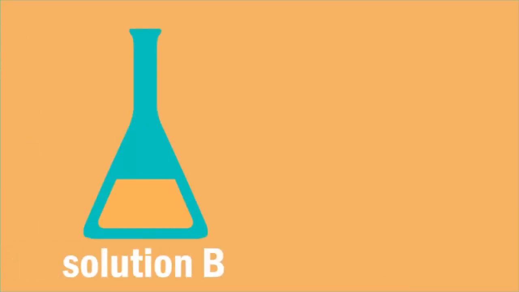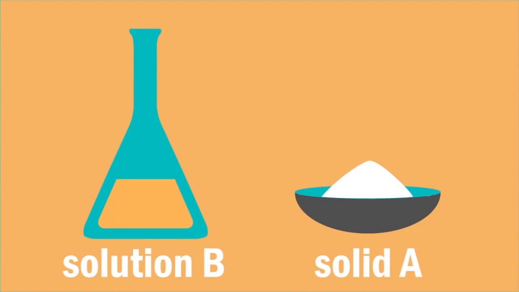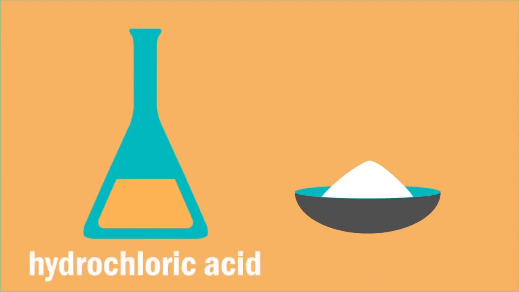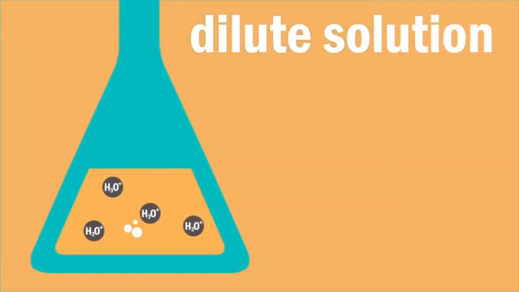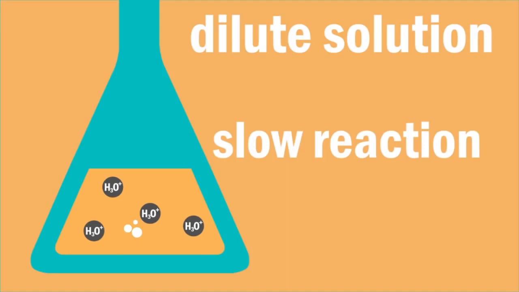As an example, let's have a look at solution B, reacting with a solid, A. One example is hydrochloric acid reacting with marble chips. Here, the H3O+ ions from the acid react with the marble chip particles. In a dilute solution of hydrochloric acid, there are not many H3O+ particles in a given volume to react with the marble chip particles in a given time. Hence a slow reaction and a low reaction rate.